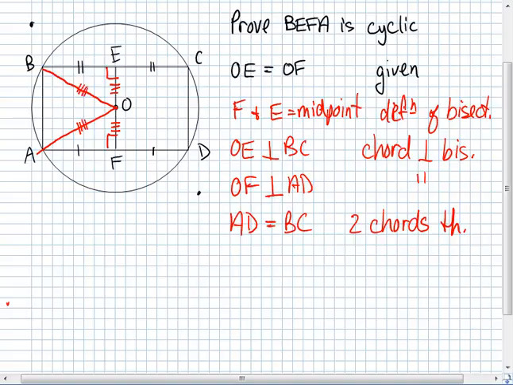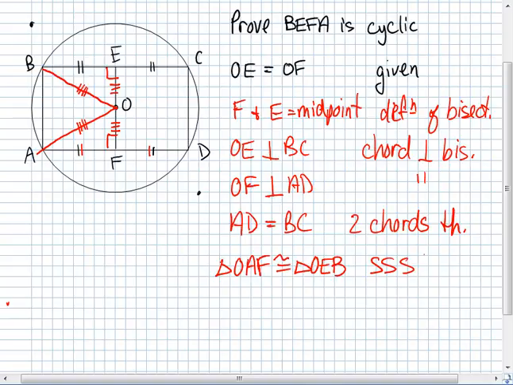And right away, oh, by the way, since AD is equal to BC, that means that these two sides are also the same. So right away you should be able to see that I have two congruent triangles. In other words, triangle OAF is congruent to triangle OEB because of side, side, side.